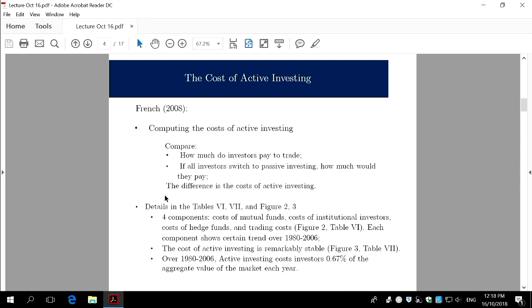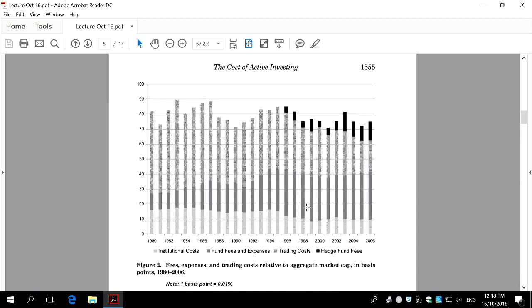That's the central question. So this paper is not a theory paper. It's just looking at the real reality in the US and trying to generate a simple picture. We just focus on 2 tables and 2 figures in this paper. The first, Table 6, is the cost of active investing. There are 4 components in the paper, using different colors.